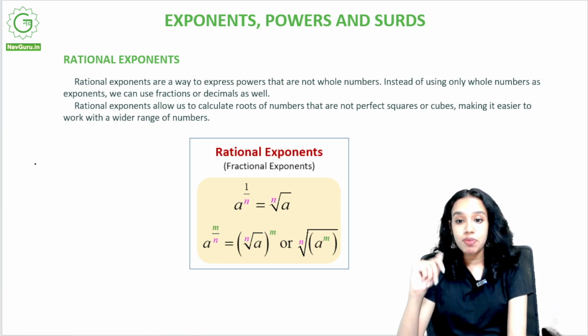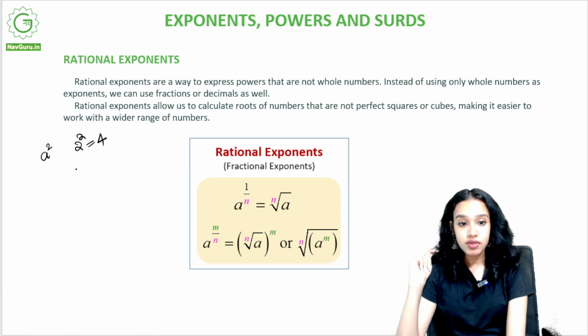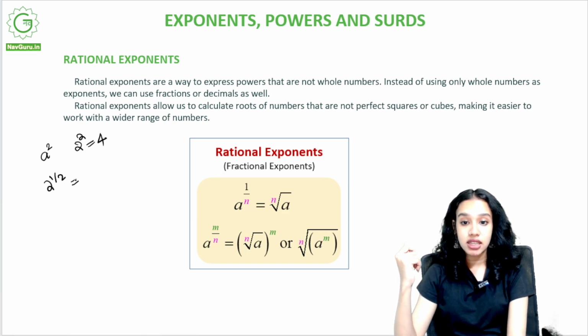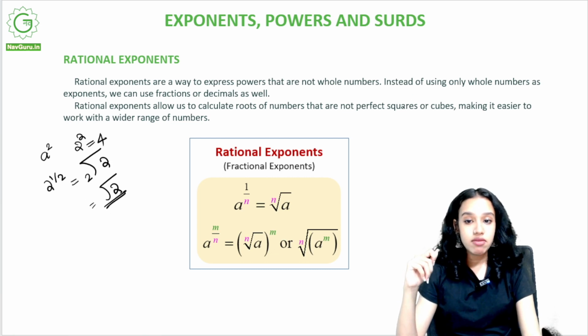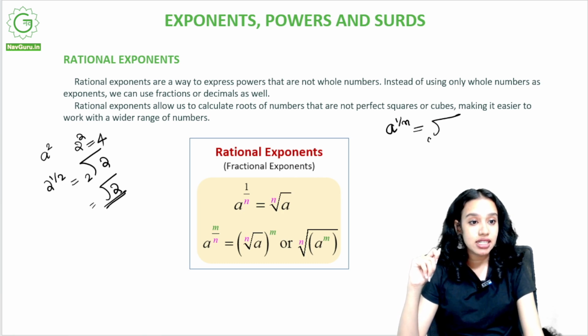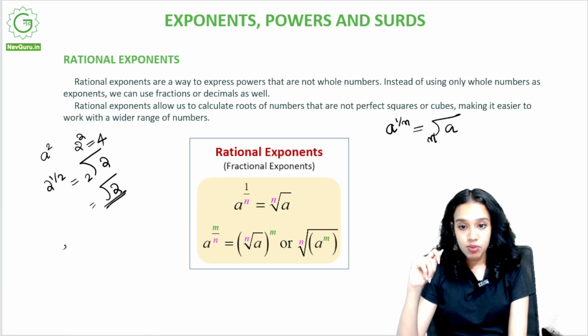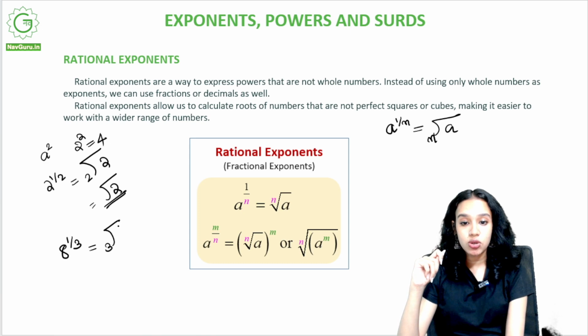So whenever we are talking about the powers of a number, we know that 2 raised to 2 is equal to 4, right? Now, how do we write 2 raised to 1 by 2? It's basically the square root of 2, or simply root 2, right? In the same way, if we have a number a raised to 1 by n, we write it as the nth root of a. For example, if we have 8 raised to 1 by 3, it simply means that it's the cube root of 8, which is equal to 2, right?